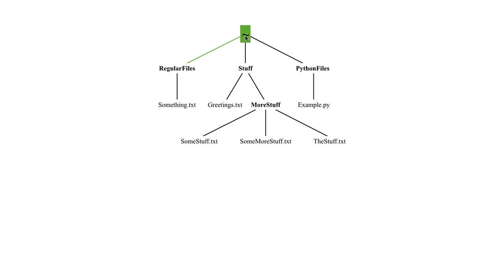The first part of our path will involve going into the regular files directory. We go in there, and contained within that directory is the file that we're interested in, something.txt. That's our ending point for the file path. When you go to type this out in the command line, you'll see it written something like this. Here, this is how it would be notated in the command line.